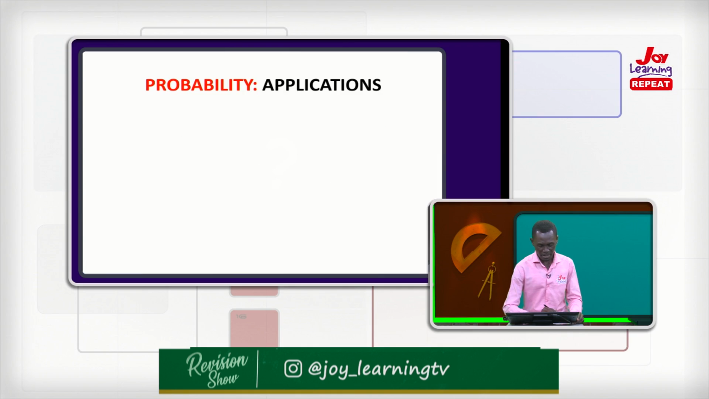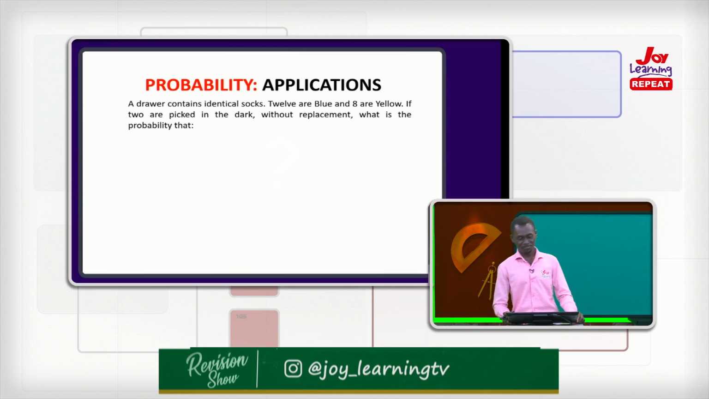All right, let's do another one. And this will be our last problem for the day. A drawer contains identical socks. 12 are blue and 8 are yellow. If 2 are picked in the dark without replacement, what is the probability that both are of the same color?